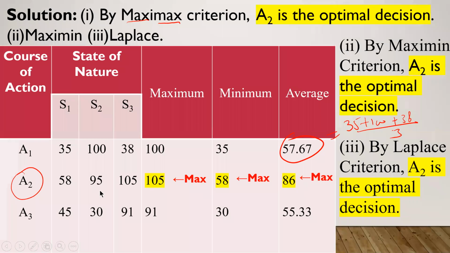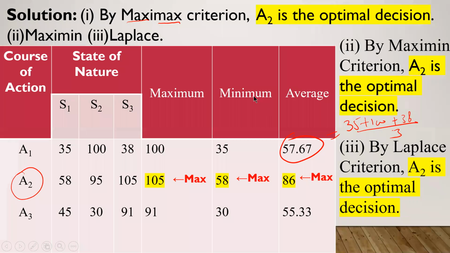Similarly, 86, how will you get? 58 plus 95 plus 105 divided by 3. Take the average of these three. And you know how to take the average. Add three numbers, divide by 3. You'll get 86. 45 plus 30 plus 91 divided by 3, you will get 55.33. Out of these averages, take the maximum average. Maximum average is 86. So again, A2 is the best decision. So in this problem, by all the criteria, you are getting the same answer. A2 is the optimal decision.